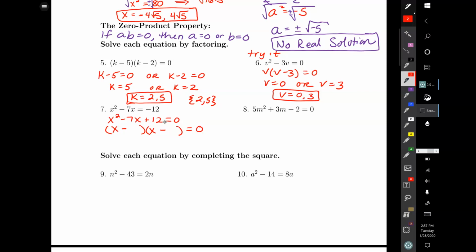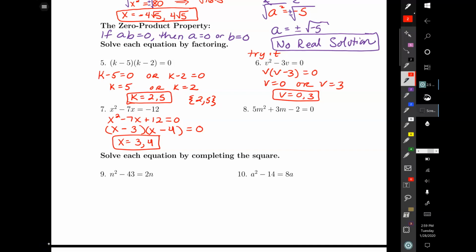And now I just need to factor that up. My factors of 12 that would add up to 7 would be 3 and 4. So my binomials are quantity x minus 3 times quantity x minus 4 equals 0. Set each factor equal to 0. I get x equals 3 or 4.